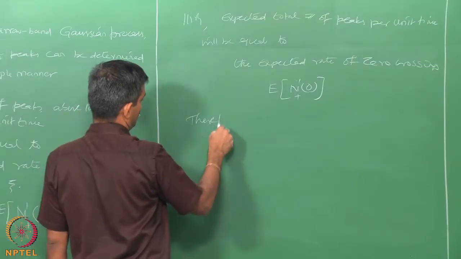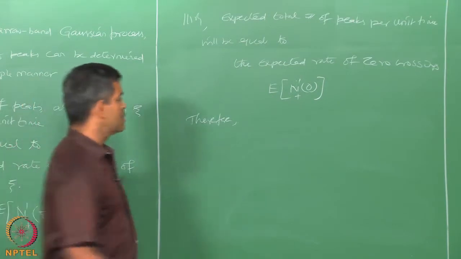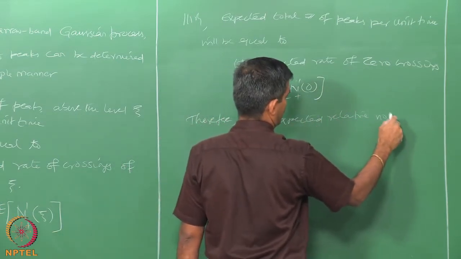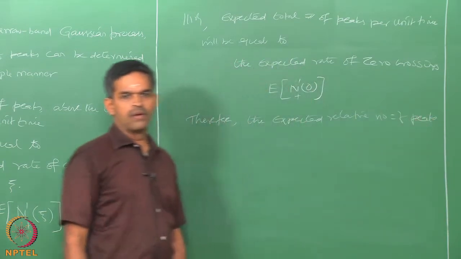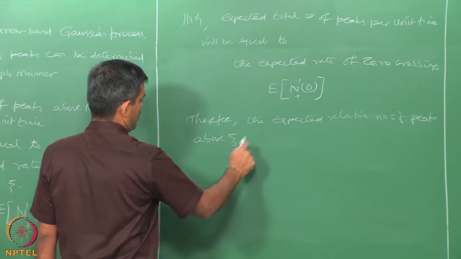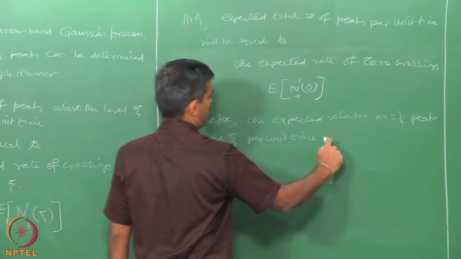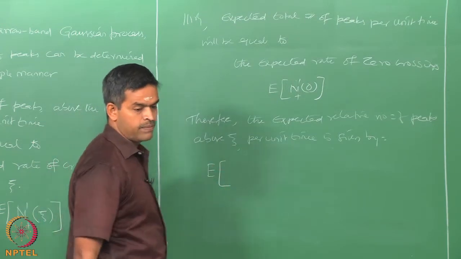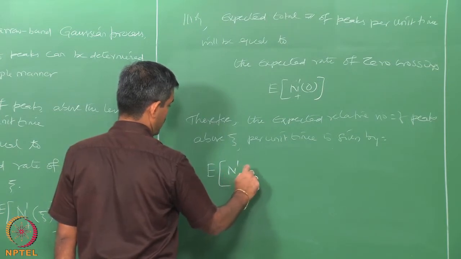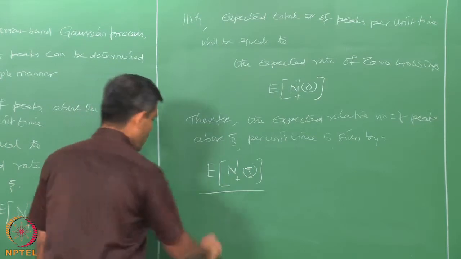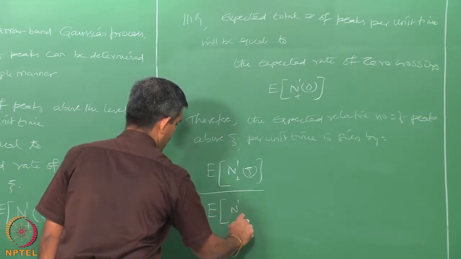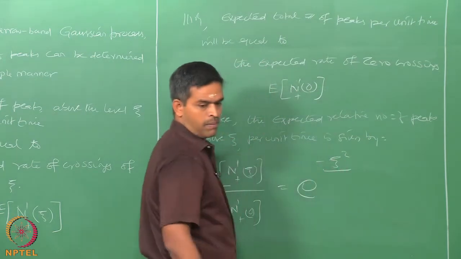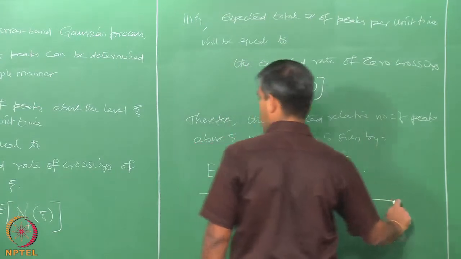Therefore, the expected relative number of peaks above zeta per unit time is given by the expected number of peaks as given by this value divided by the expected number of peaks above 0, which is the same as minus zeta square by 2 sigma square. Let us call this equation number 2.